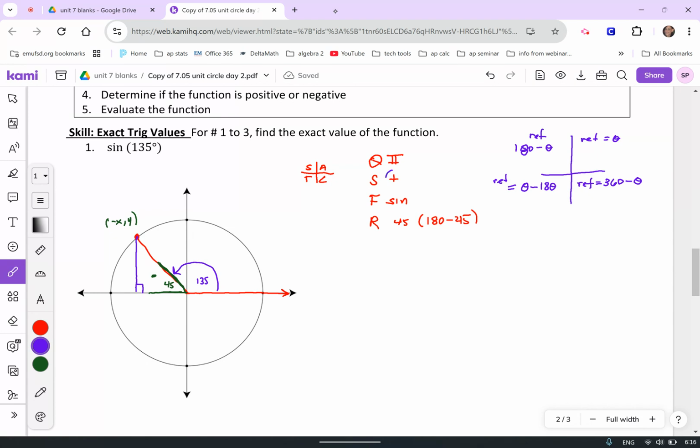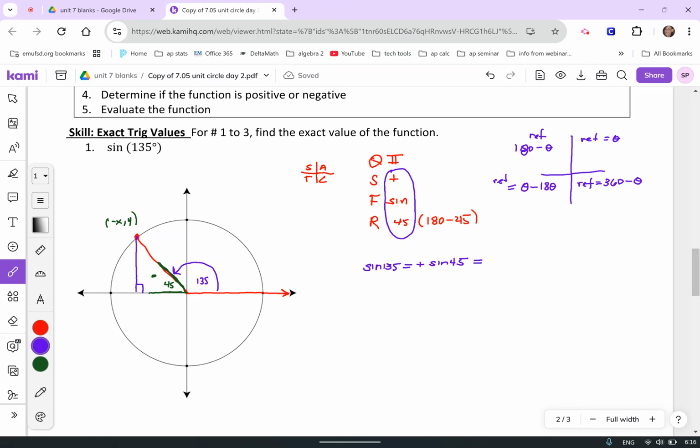In any case, what we ended up doing is we simplified sine of 135. So it's the same thing as positive sine of 45.